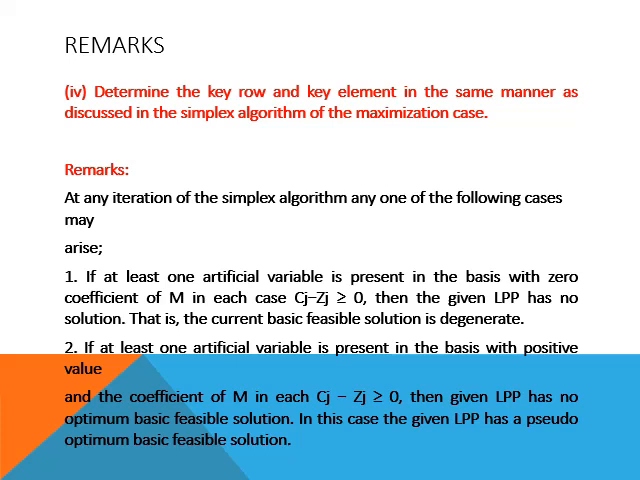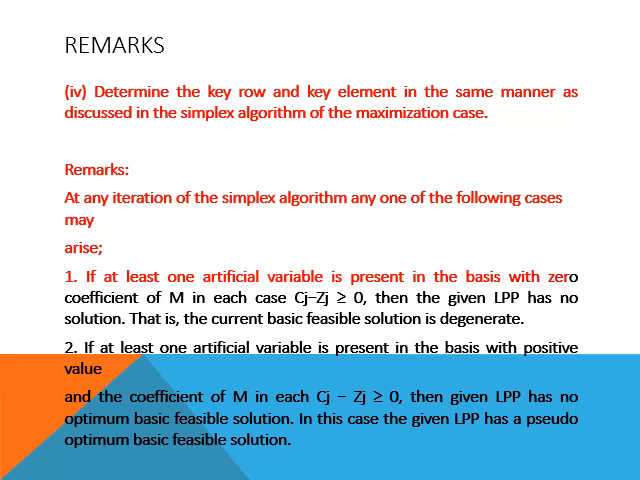So the division of the column of constants over the entering column, and the intersection point between the leaving row and entering column, this point is known as the pivot element or key element.